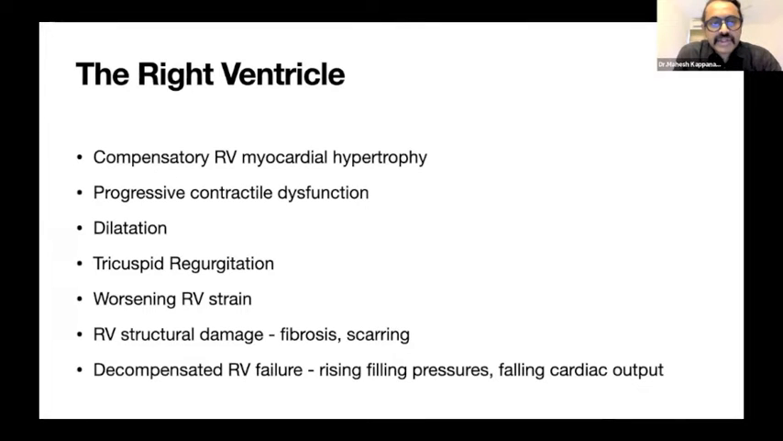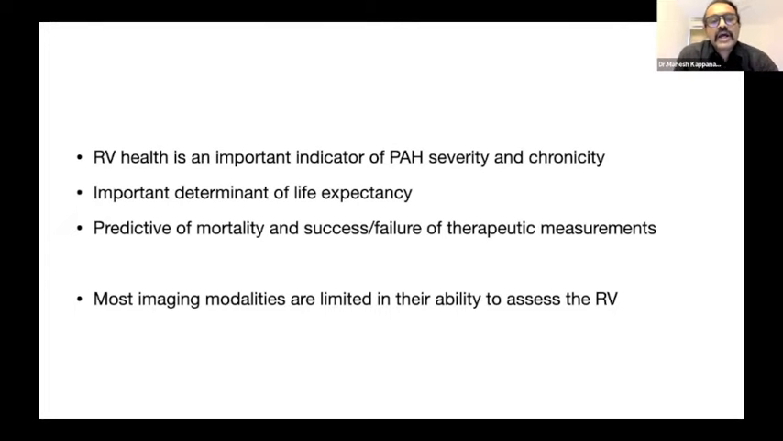With pulmonary artery hypertension, there is compensatory RV myocardial hypertrophy, progressing into contractile dysfunction, ventricular dilatation, begetting tricuspid regurgitation, worsening RV strain, and also RV structural microstructural damage, which includes fibrosis and scarring, and eventually decompensated RV failure. And so the RV health is an important indicator of PAH severity and chronicity, and an important determinant of life expectancy and predictive of the mortality, as well as the success or failure of the therapeutic regimens.